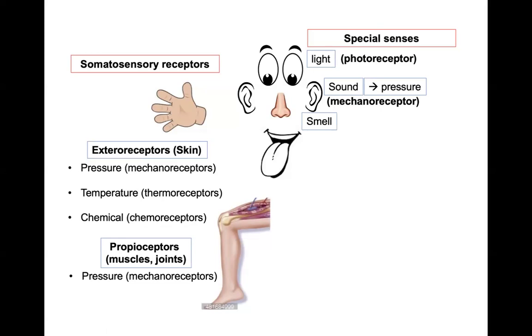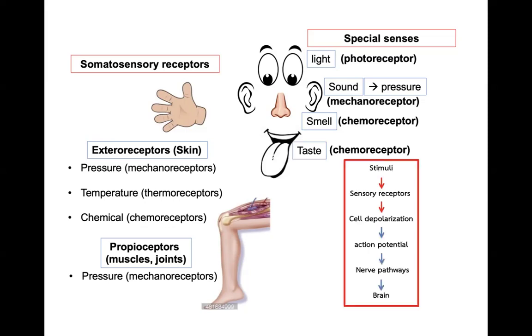So that's amazing. What about smell? What kind of receptors? Chemical receptor. Yeah, exactly. Chemoreceptors. Taste? Also chemoreceptor. Yes, also chemoreceptor. Very good. So see, different kinds, right?